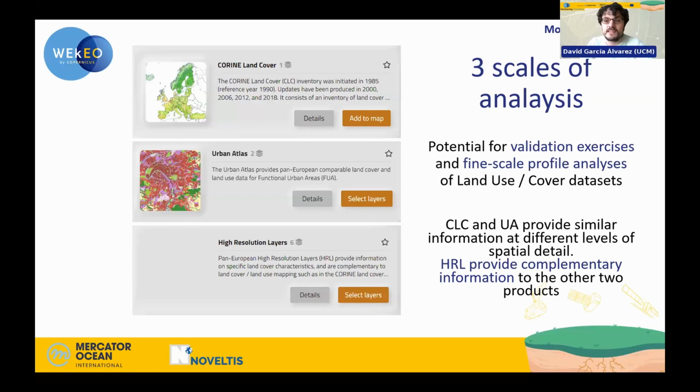to make validation exercises or to do this sort of fine scale profile analysis of other land use datasets. For example, I can assess the quality or the uncertainty of the Corine Land Cover dataset by comparing it or trying to make an analysis with the information provided by the high resolution layer of imperviousness. And I could use any of the other datasets to, for example, validate or understand what information is contained in any national product or even in datasets that are created by yourself.